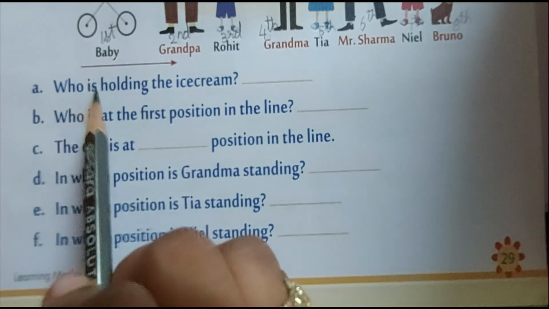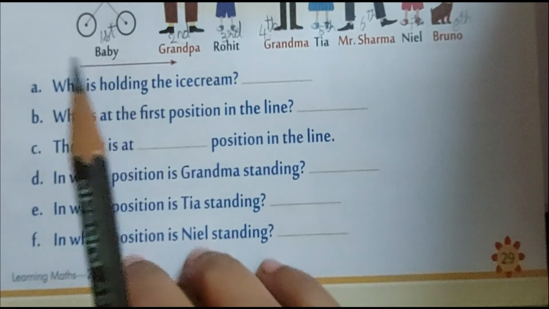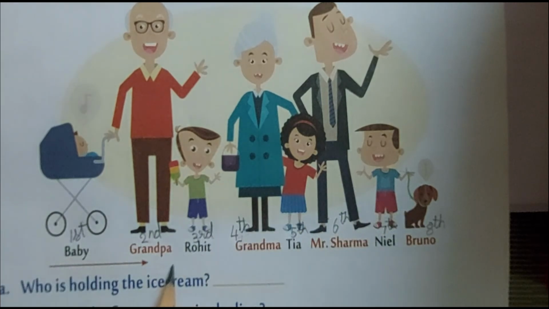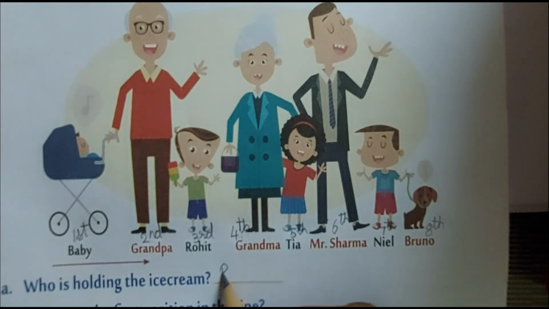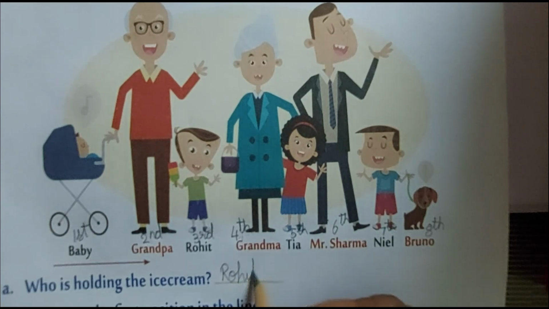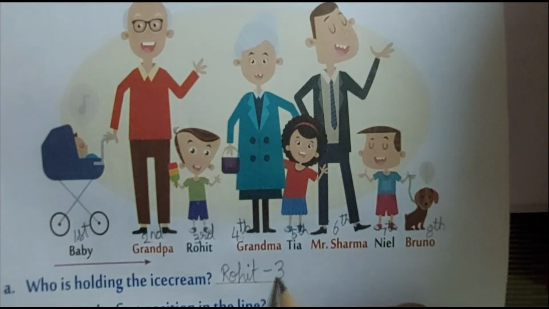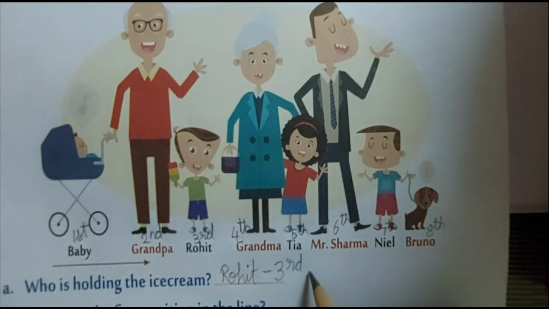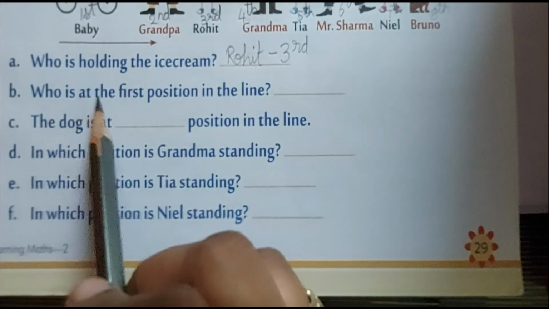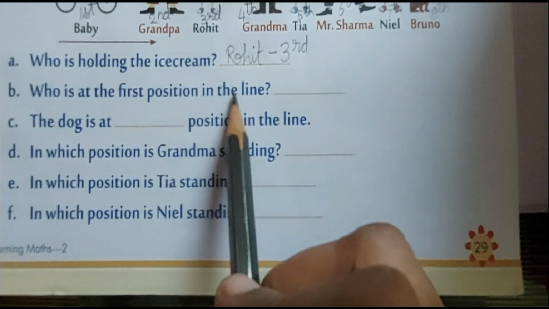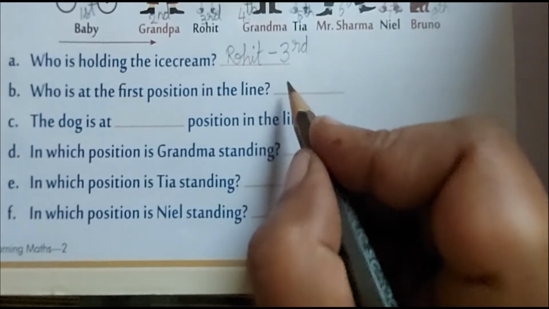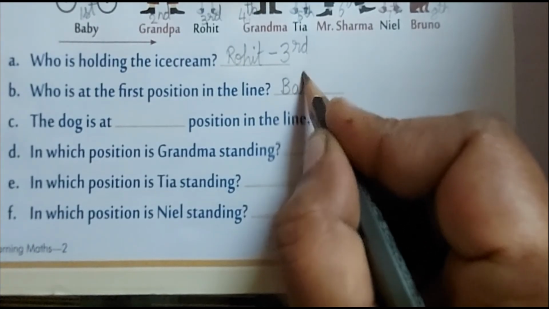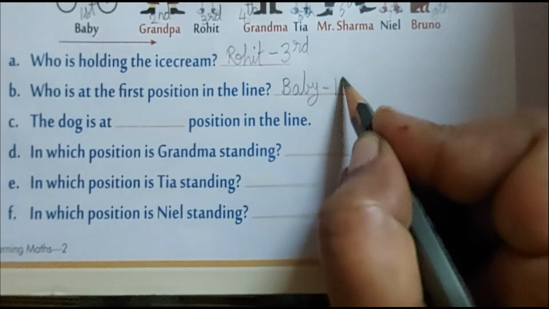Read the first one. Who is holding the ice cream? Who is holding the ice cream in the picture? Rohit. He is in the third position. Write the name and also write the position of Rohit. Third position. Read the next question. Who is at the first position in the line? Yes, baby. Baby is at the first position.